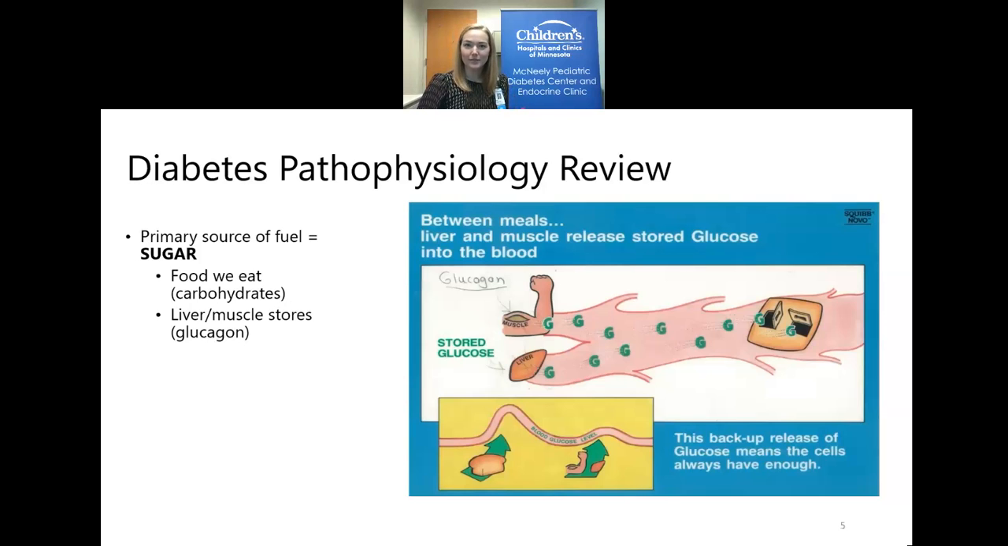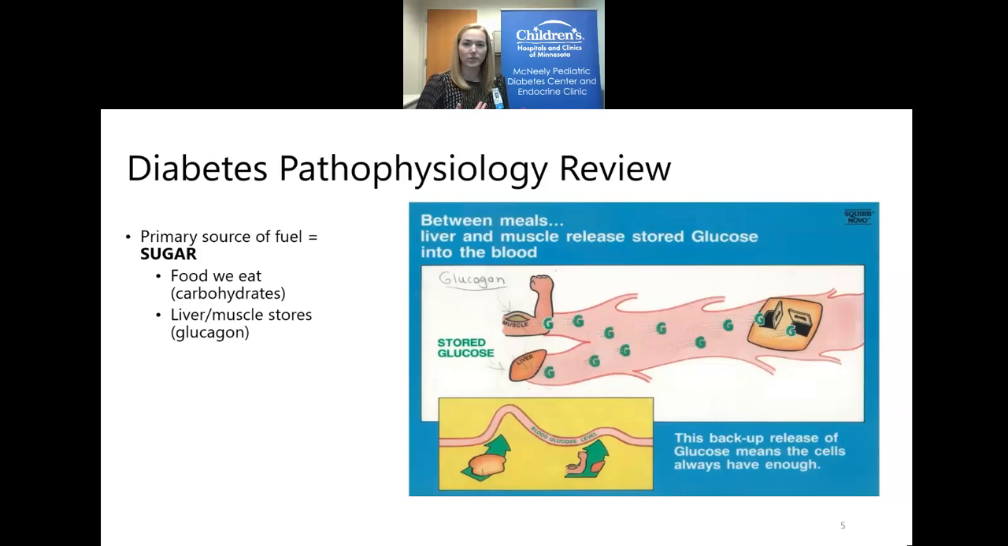The first is insulin, which you guys are very familiar with using. And then the second one we often forget is glucagon. So the pancreas actually creates glucagon, which raises blood sugar. After the pancreas creates glucagon, it gets stored in our muscles and in our liver as glucose.